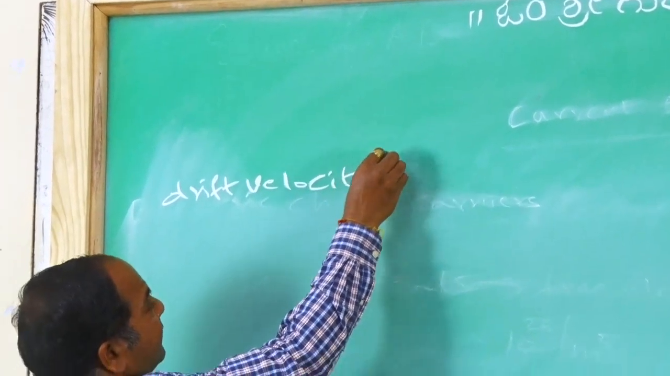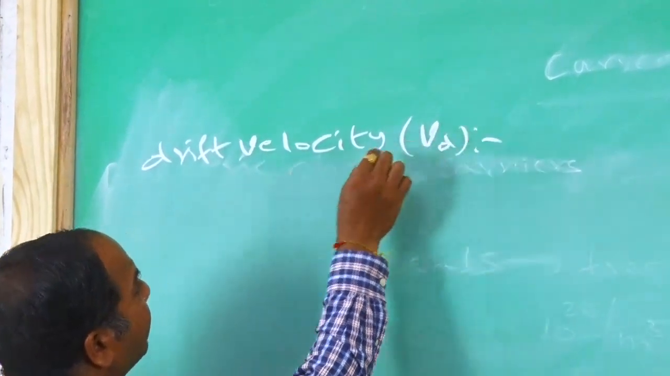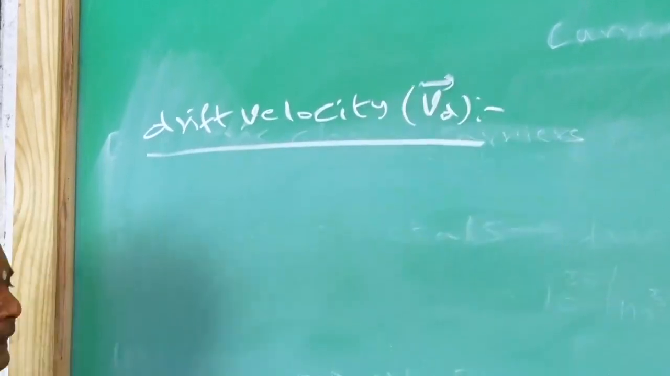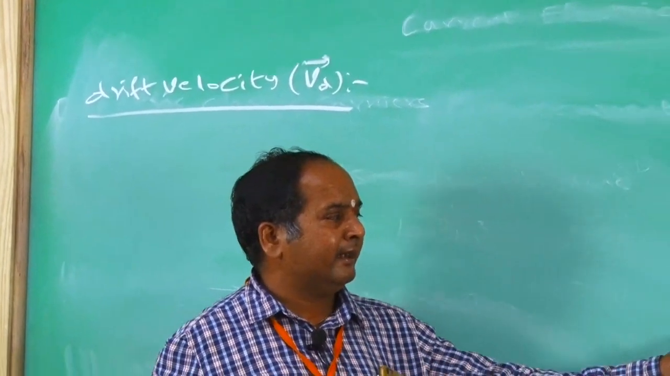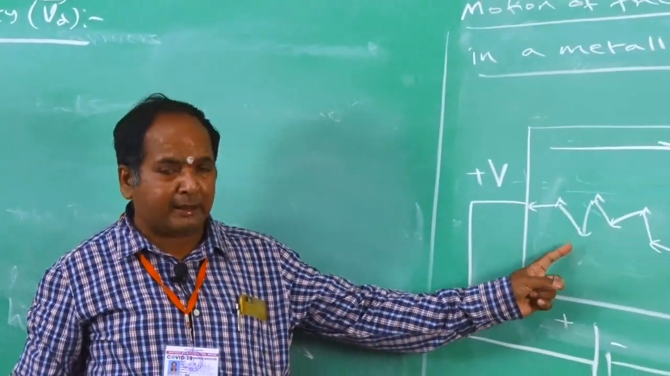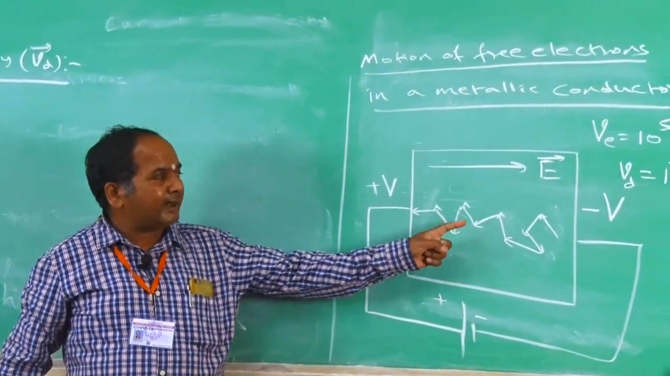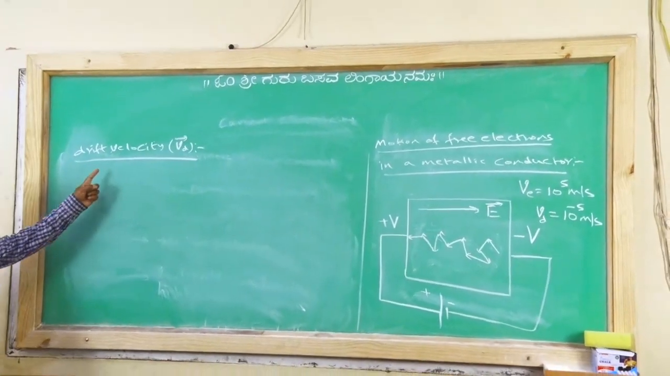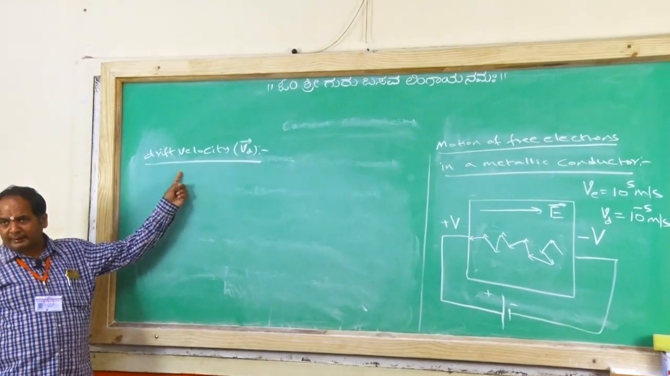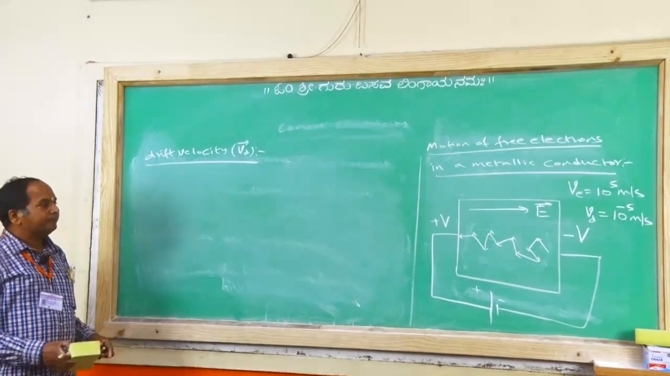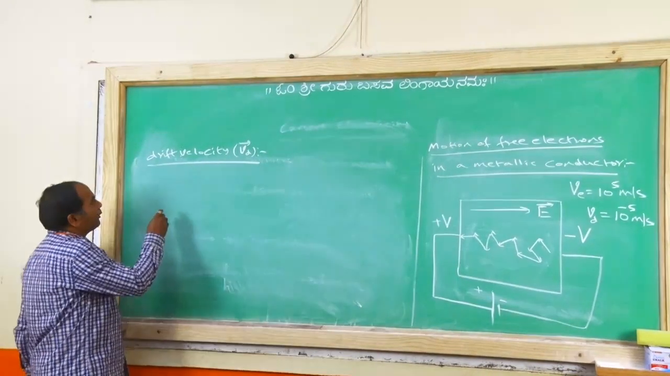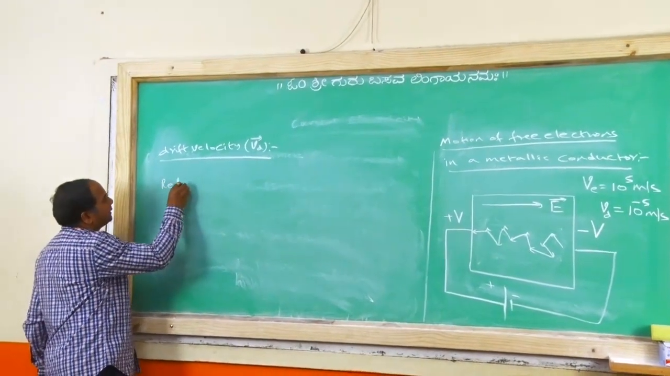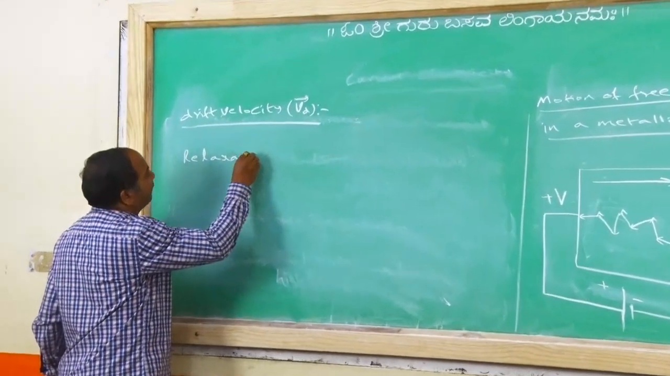Drift velocity, which is denoted by Vd. Drift velocity means what? If any external electric field is provided to the metallic conductor, then the average velocity of the electrons in a metallic conductor is said to be drift velocity. Here, another term you should remember is relaxation time.